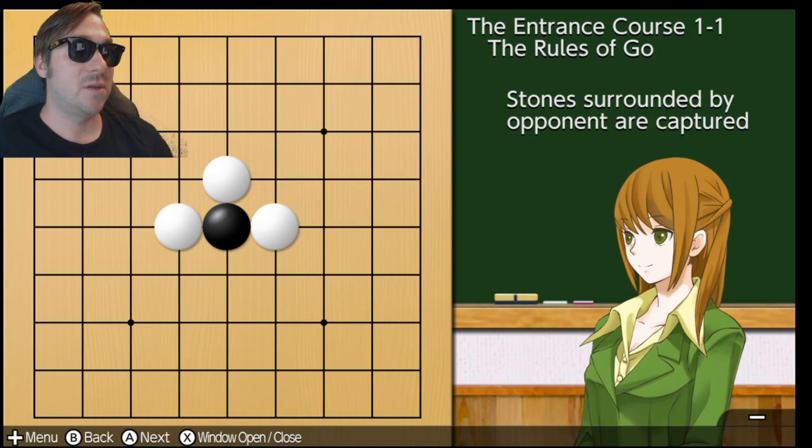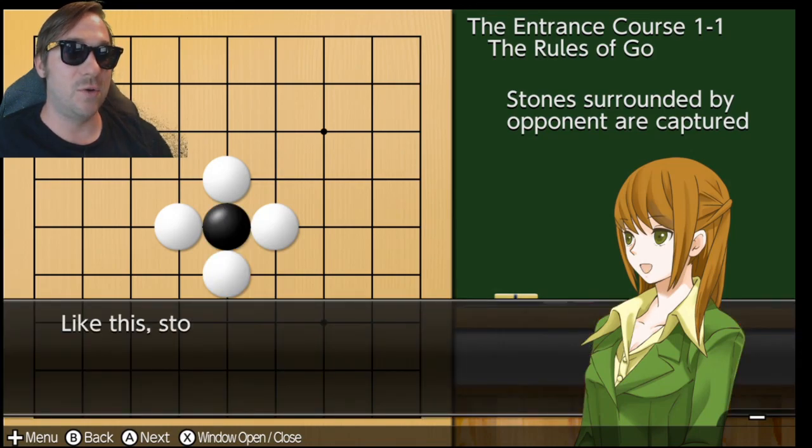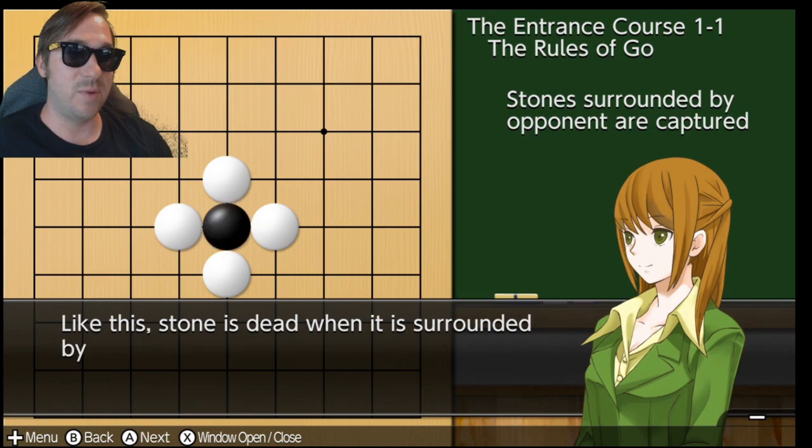Sayuri's going to show us. Hey, look. Okay, so it's flashing, it's indicating he's dead. He's been removed from the board.